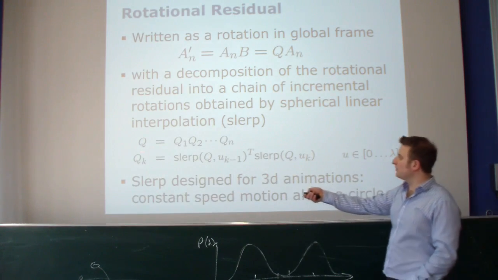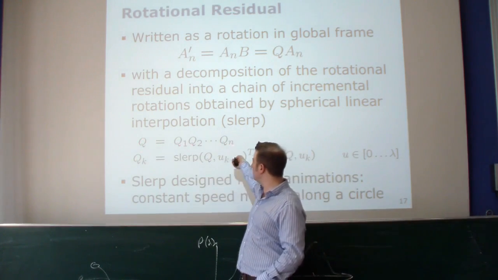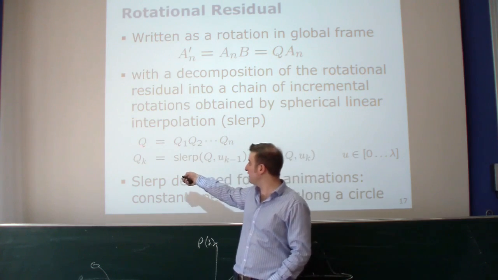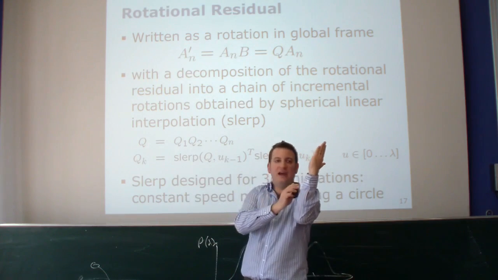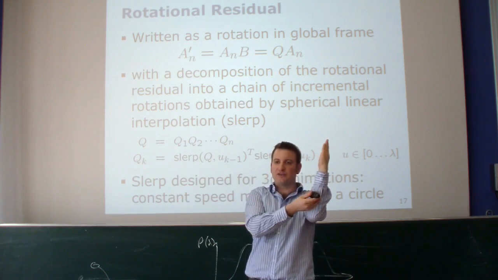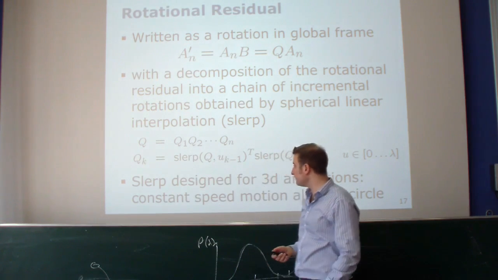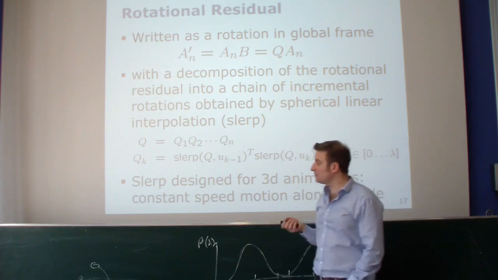So I want to be able to decompose Q into a sequence of small rotations. Let's say this is a 10-degree rotation around this axis. This could be seen as 10 1-degree rotations around this axis. Okay, the problem is how do I distribute that error?